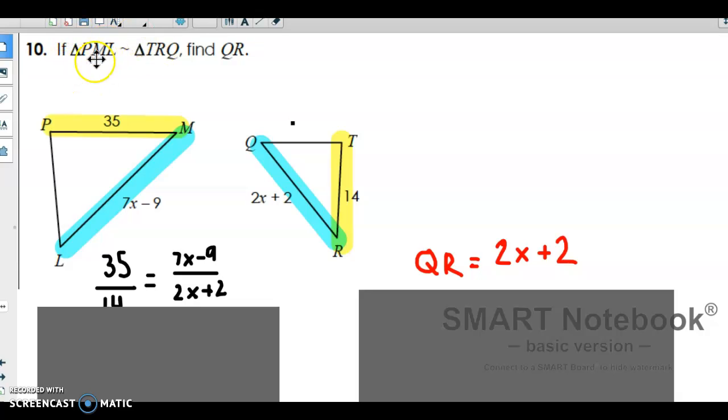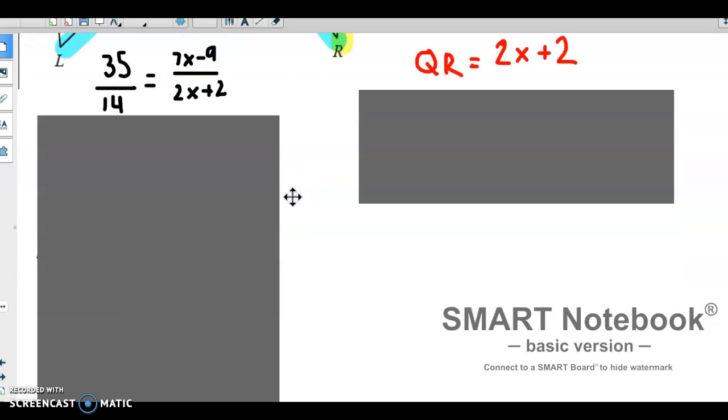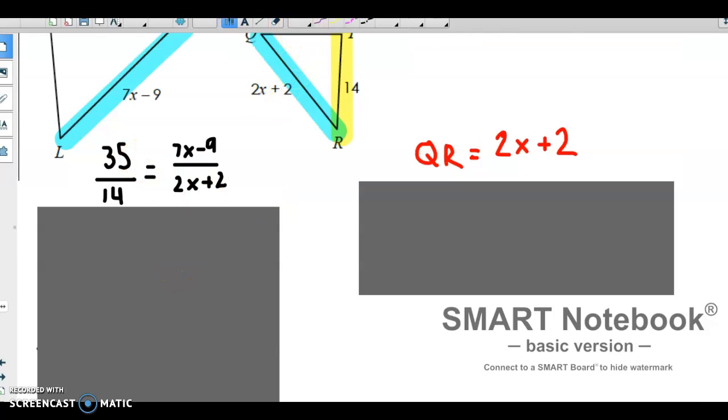Since my similarity statement compares triangle PML to triangle TRQ, the numerators of my ratios need to be values that are in triangle PML. So we have 35 over 14 is equal to 7x minus 9 over 2x plus 2. Again, you're just setting up the proportion. Now we need to solve for x. So cross multiplication, remember you're going to do the denominator of the first fraction times the numerator of the second, and then the other way around, numerator of the first times denominator of the second.